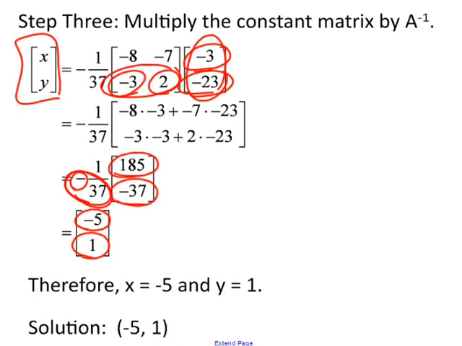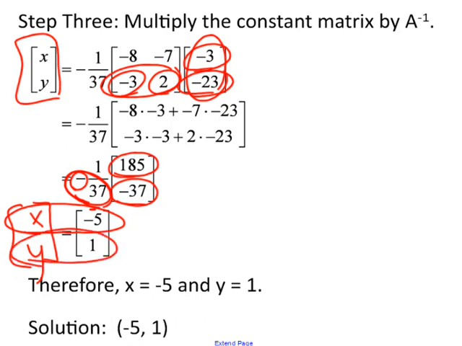This variable matrix had the x on top and the y on the bottom. Well, that's something that's important to remember. When we have our answer, this 5 and 1, the number on the top is going to be the x value. If you see that, the number on the bottom is going to be the y value. So our final answer, negative 5, 1. The x is negative 5, the y is 1.